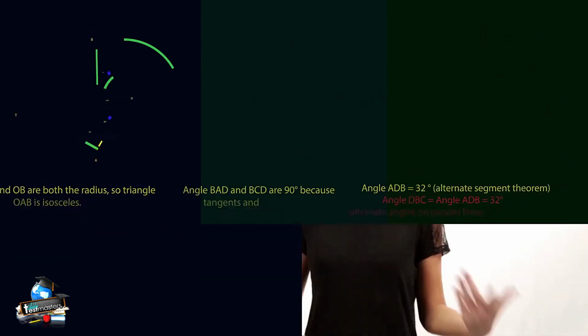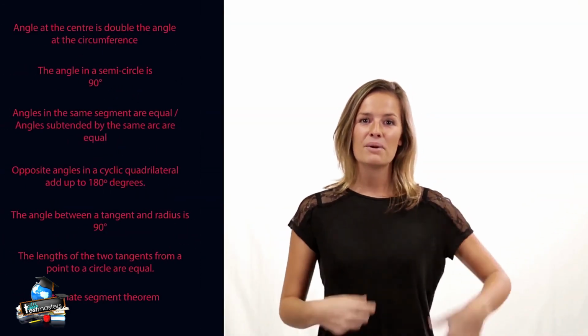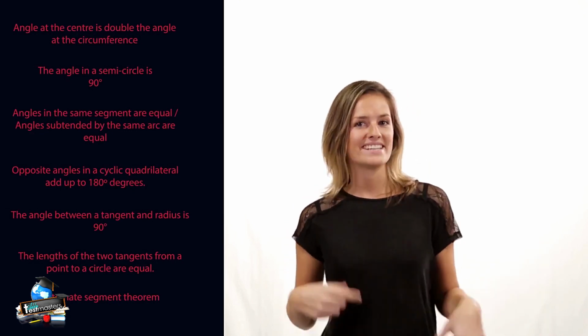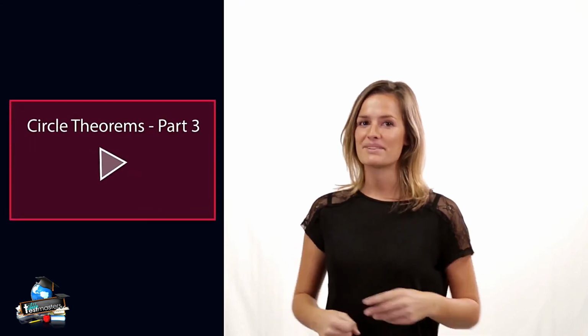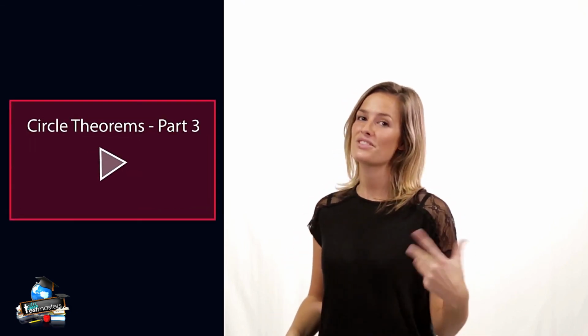So there we have 7 circle theorems. When you're on your way home from school or waiting in a queue, see how many you can remember. In part 3, we're going to discover the final 2 theorems that are to do with intersecting chords.